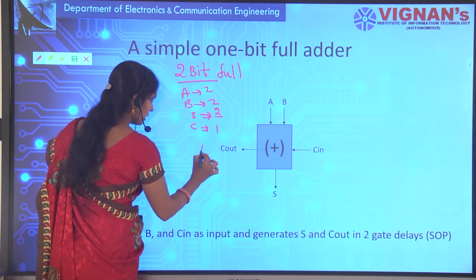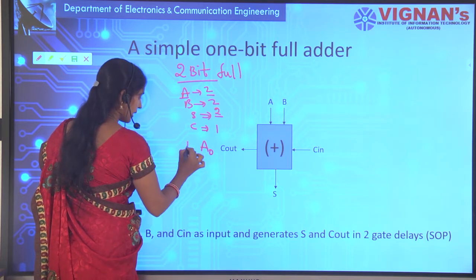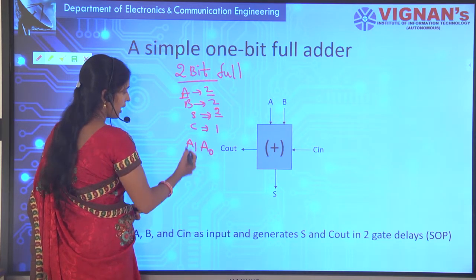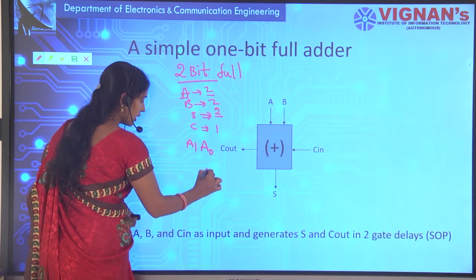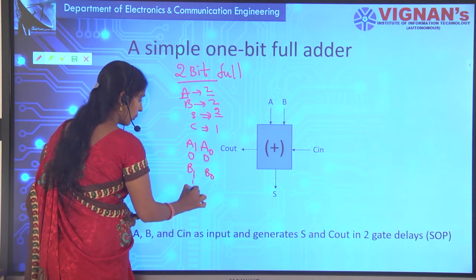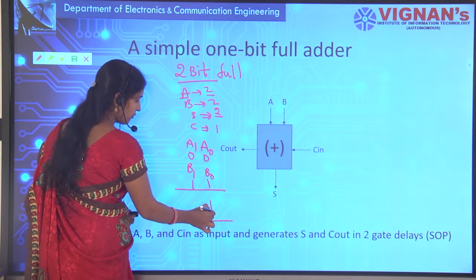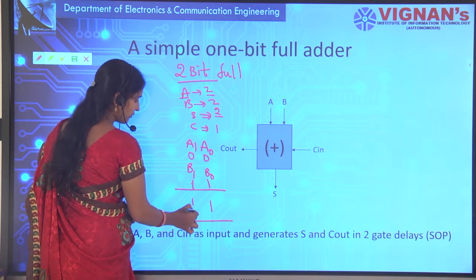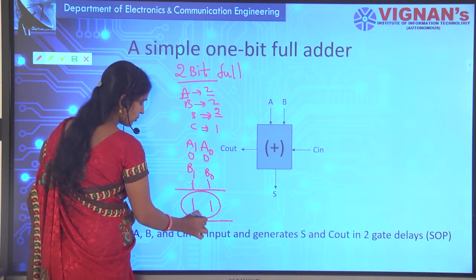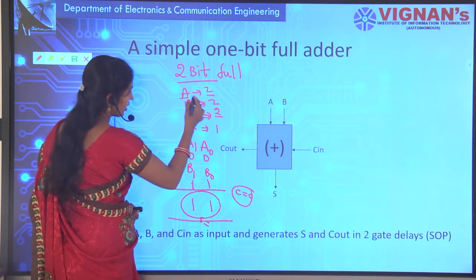That is nothing but A is of 2 bits, A0 and A1, and B is of 2 bits, B0 and B1, like 0 0 1 1. It is going to add 0 plus 1, sum 1, and 0 plus 1, sum 1. These two are the sums. Carry is equivalent to 0. This is your 2-bit full adder.